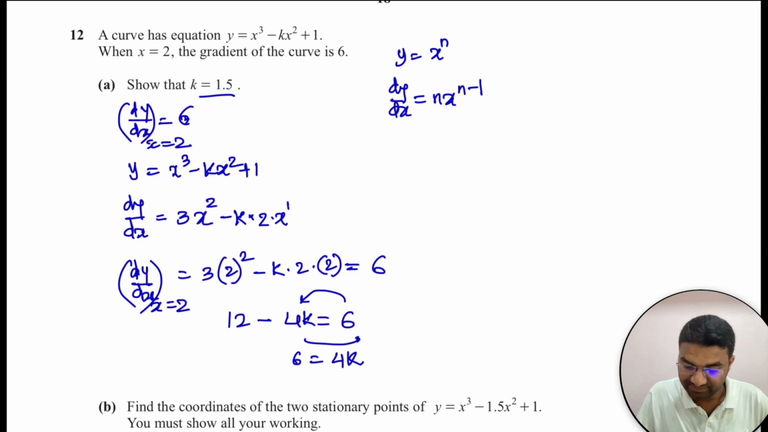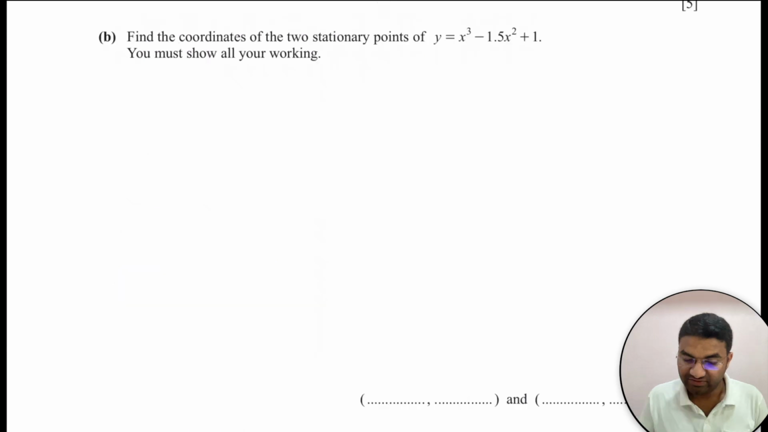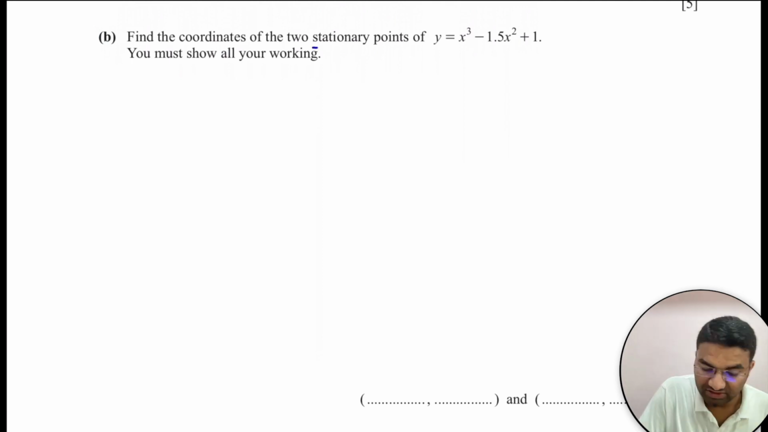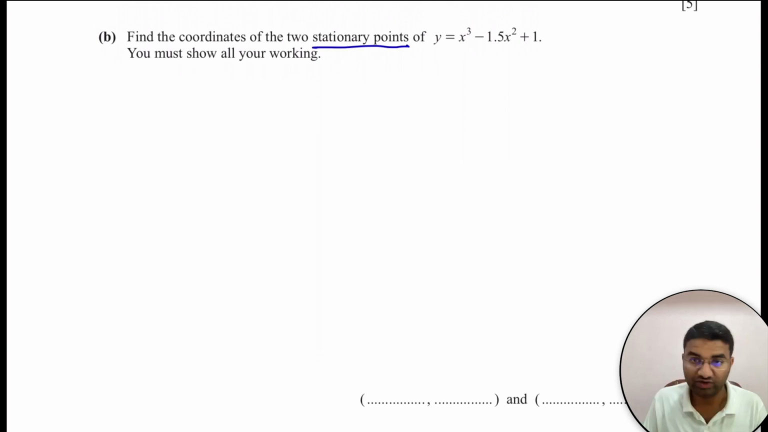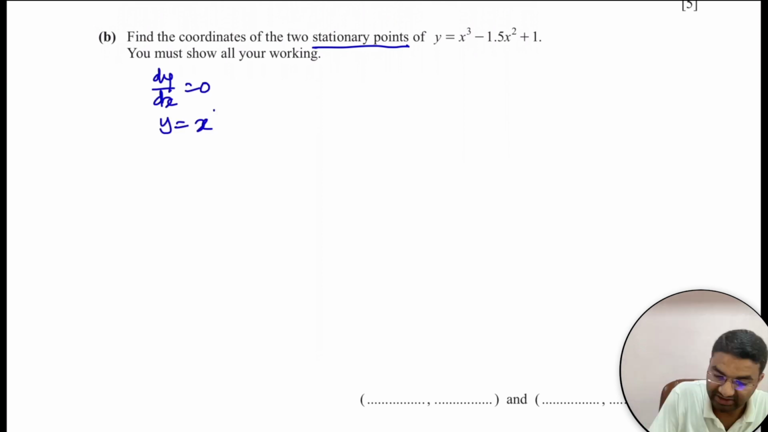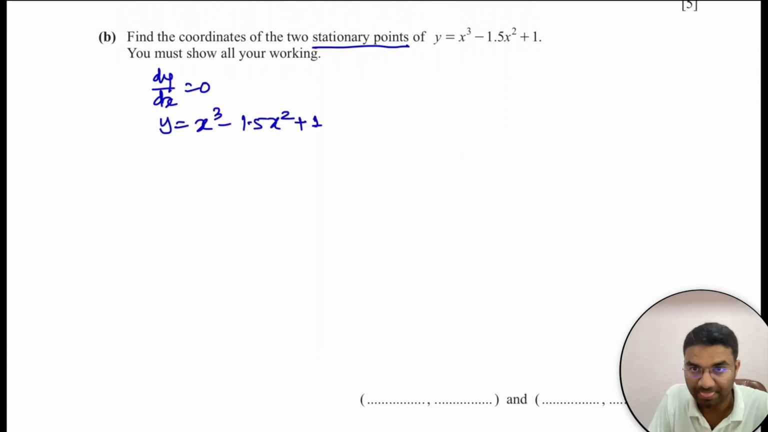Then secondly, we have to find out the coordinates of a stationary point of y is equal to x cube minus 1.5 x square plus 1. So to find out the stationary point, we have to equate dy by dx is equal to 0. Okay, so here dy by dx is equal to 0 is the condition for a stationary point. So we have y is equal to x cube minus 1.5 x square plus 1, right? And so dy by dx is equal to 3x square minus 1.5 times 2x is equal to 0.